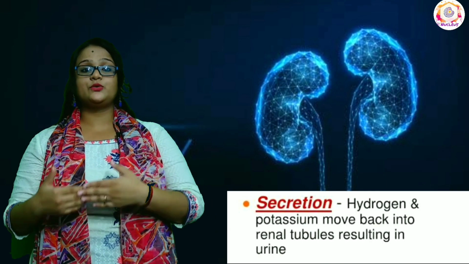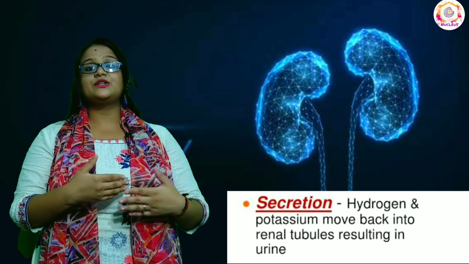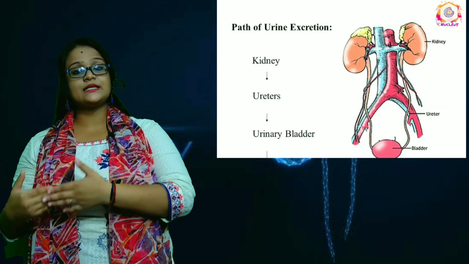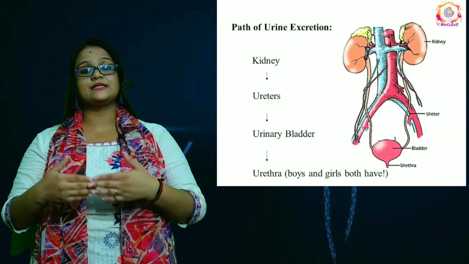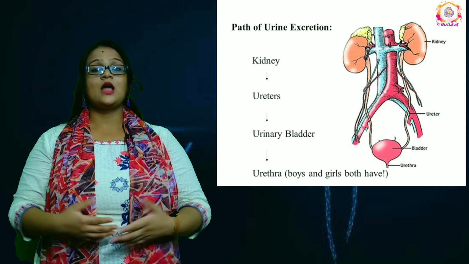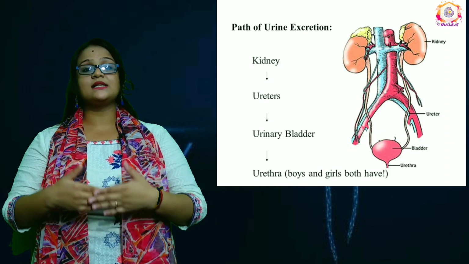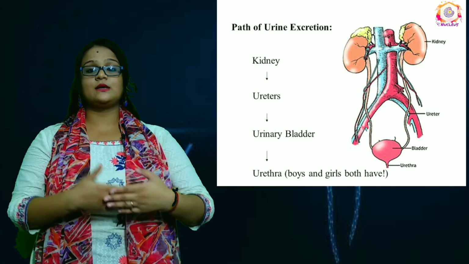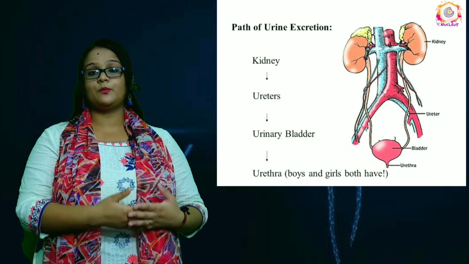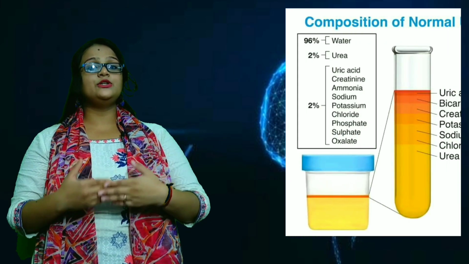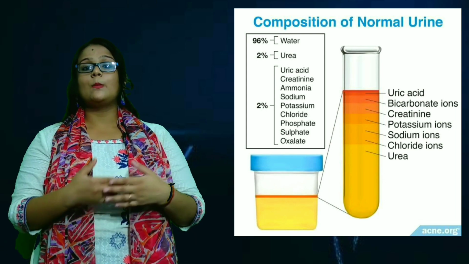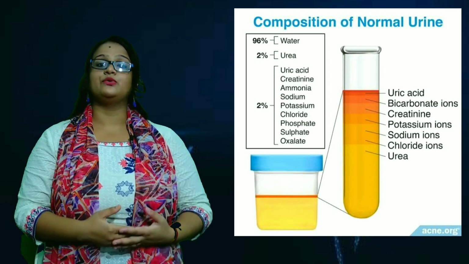The liquid with urea and some unwanted salts that remains in the tubules of the nephron is known as urine. The urine is then carried into the collecting duct of the kidney from where it is carried to the ureter. From the ureter, the urine is passed into the urinary bladder. Urine is stored in the bladder for some time and is ultimately passed out of the body through the urethra. Human urine is composed of water, some salts and nitrogenous substances, most of which is urea and some uric acid.